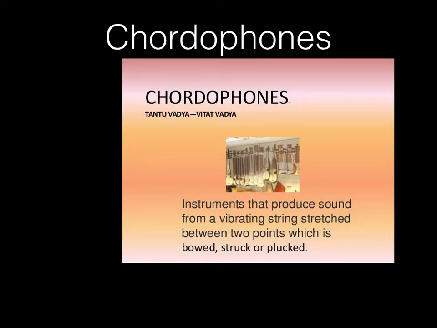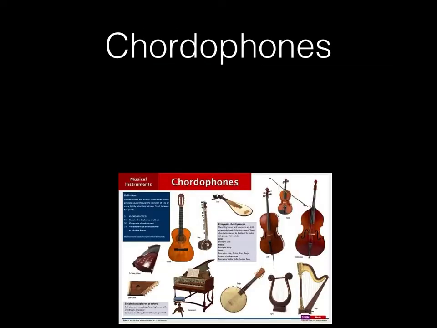Now, chordophones are instruments that produce sound from a vibrating string stretched between 2 points, which is bowed, struck, or plucked. And so a chordophone would be a guitar, or a cello, or a banjo, or a harpsichord, or a harp. These all have some sort of chord that is plucked, or strummed, or bowed, or something like that.